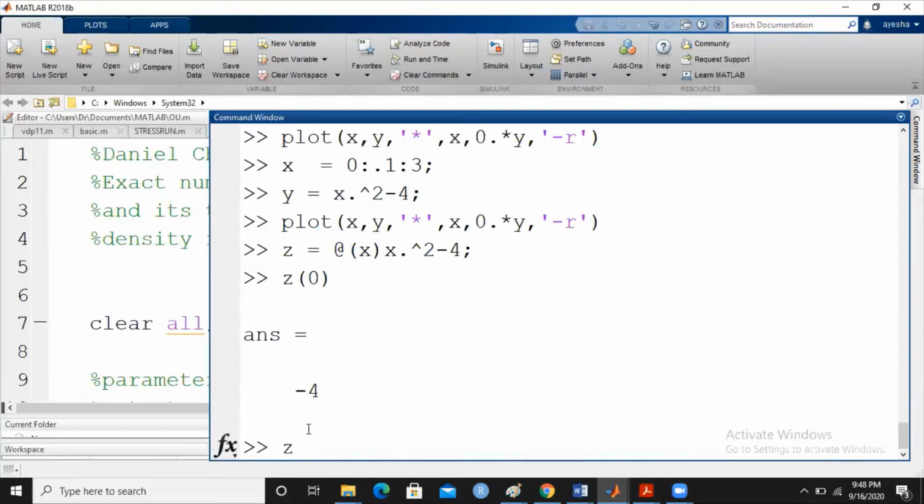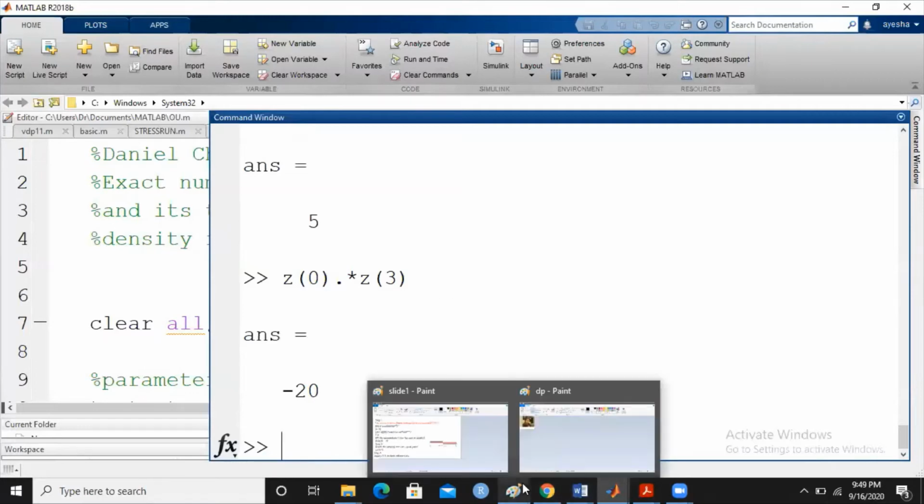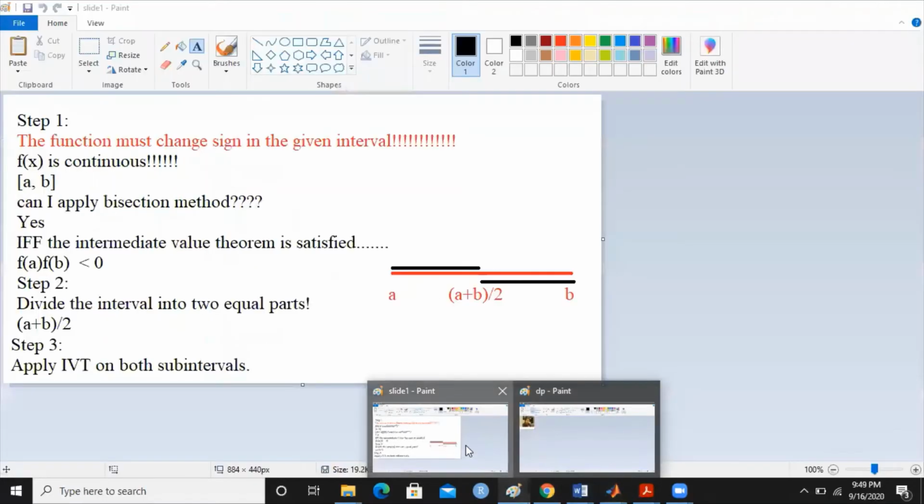Then I will say z of 3. If you put 3 here, what will happen? 3 square is 9, 9 minus 4. What is it, students? 9 minus 4 is 5. So I have z of 3 equal to 5. Now I will multiply z of 0 with z of 3. It is a negative number. So therefore, I can apply the bisection method.